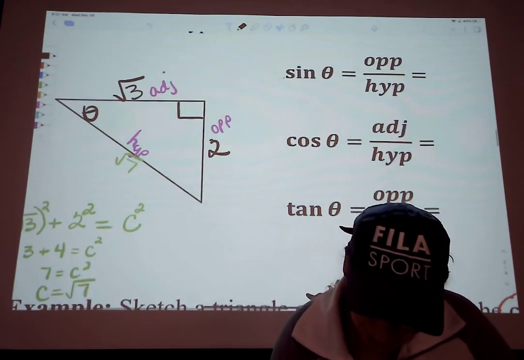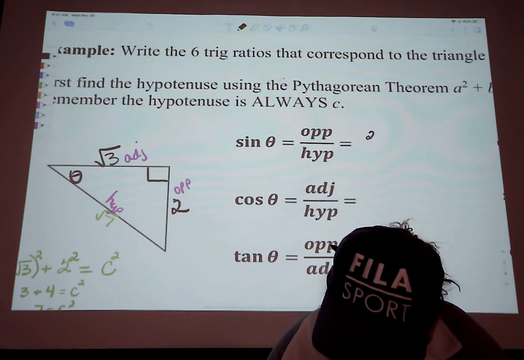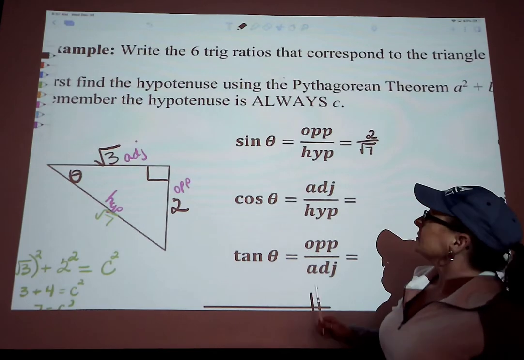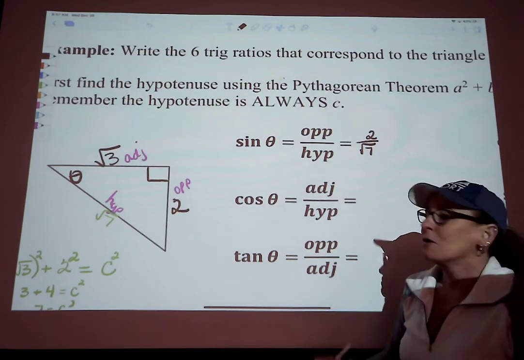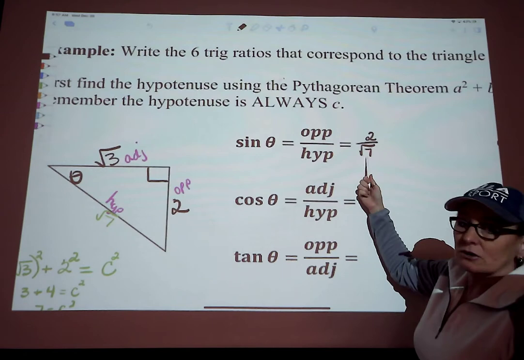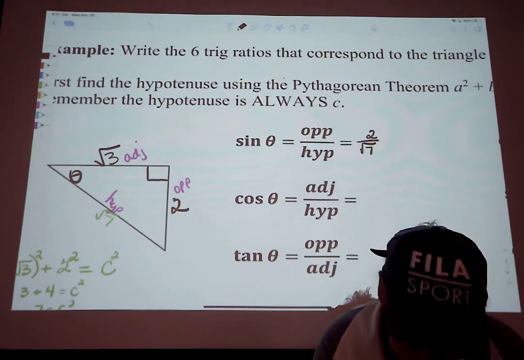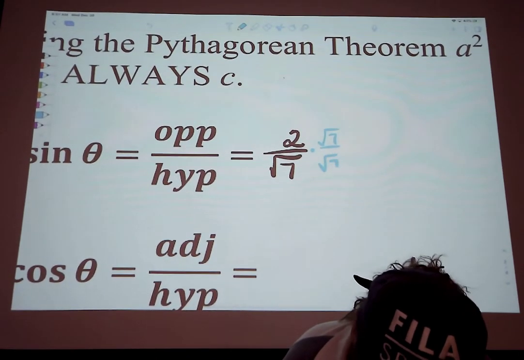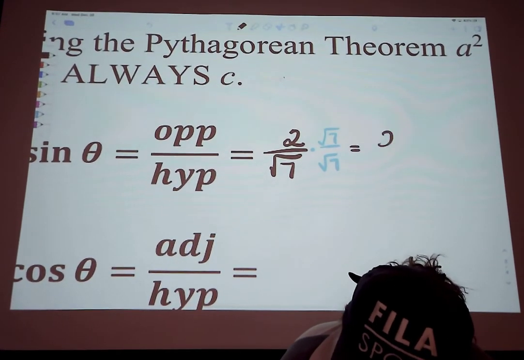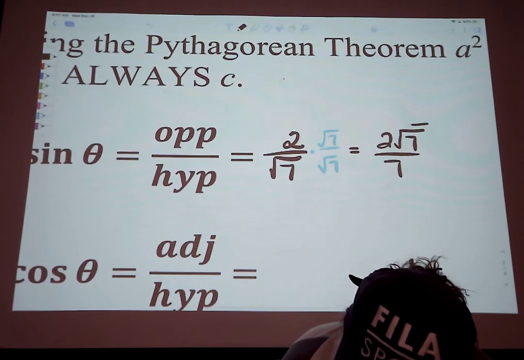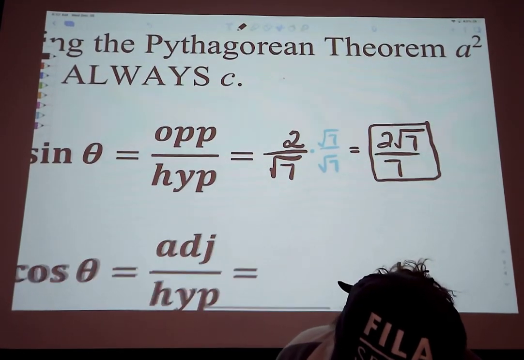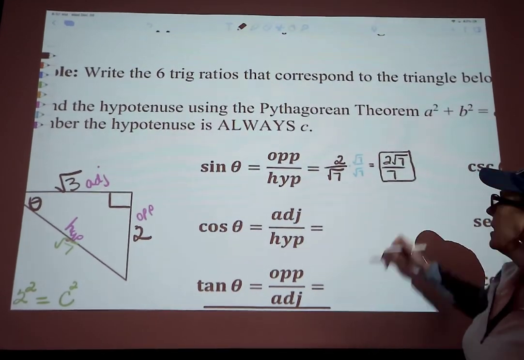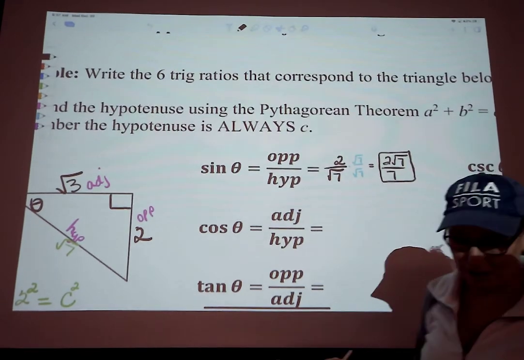So my sine fraction is going to be opposite, which is 2, over hypotenuse, which is radical 7. And that's almost good enough, but you know that you can't have a radical in your denominator. So that has to be fixed. No big deal. Y'all can fix that. There you go. There is my sine fraction, and it's a comparison of the opposite over the hypotenuse, my bad.